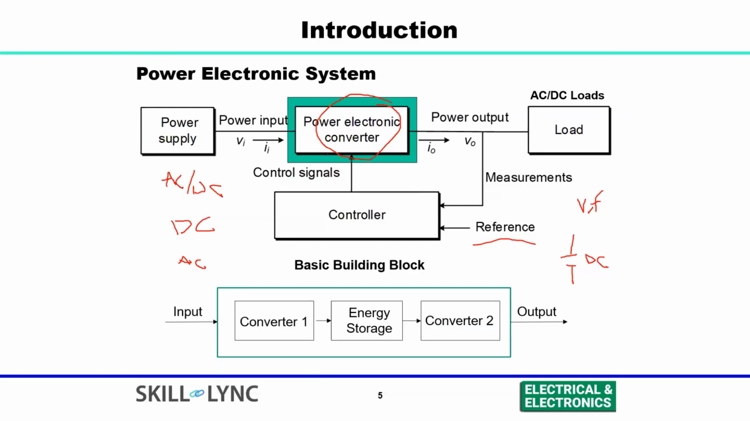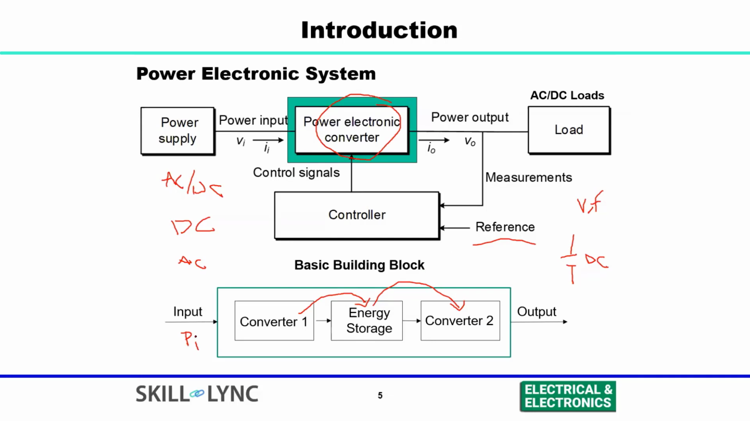Suppose if you see here, this converter, we have input here, but we need a different output. Maybe we can convert using two converters. So the energy here will be transferred to converter one, and it will be stored in an energy storage element, and then it will be passed to the other converter. So in this case, there will be different things that happen.